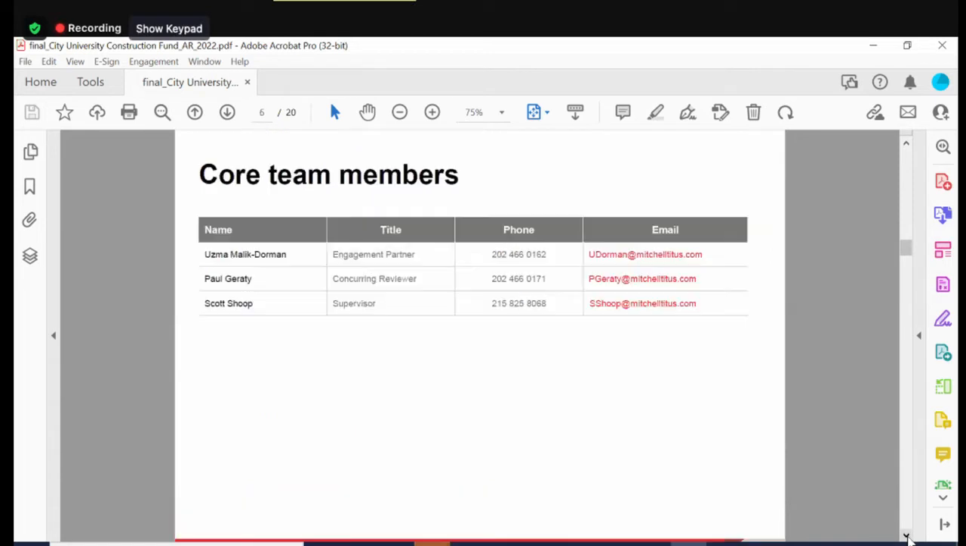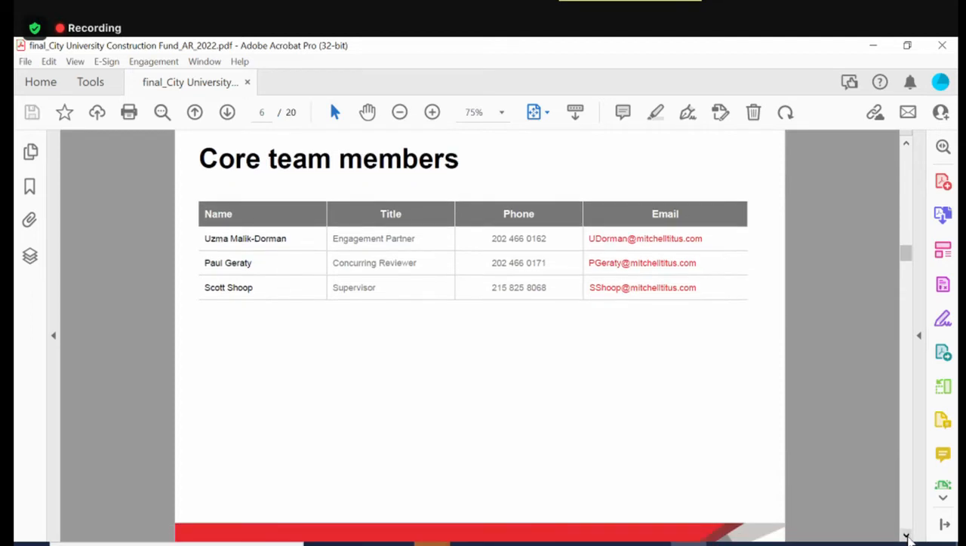Next page. This is just the core team members, me being the engagement partner, Paul Garrity, concurring partner, and then who is also on as the audit supervisor. Next page.